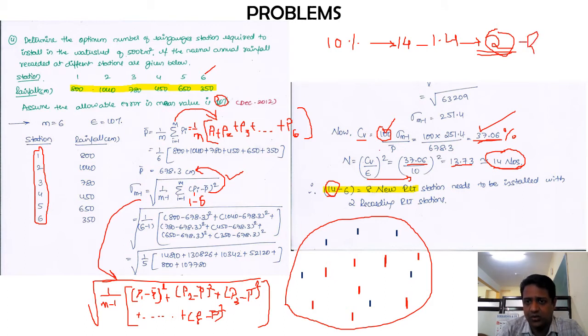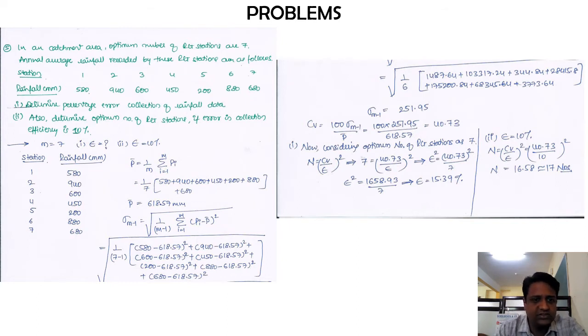Similarly, out of the 8 new stations, 2 should be of recording type and the remaining 6 can be of non-recording type of rain gauge station. This is how you can solve this problem.